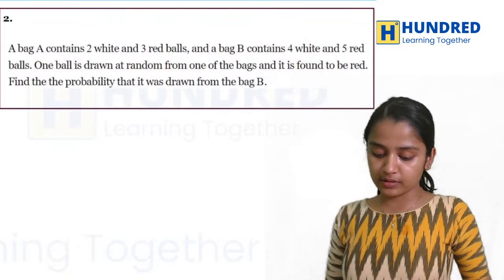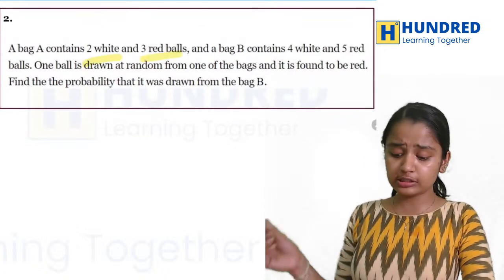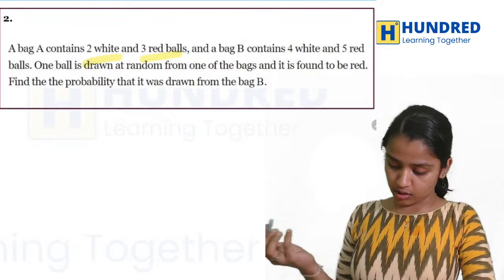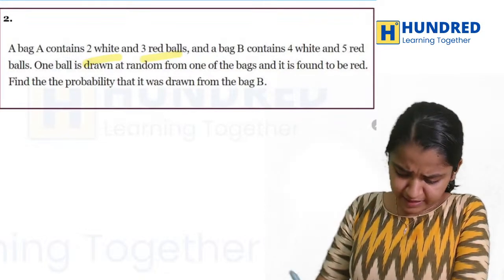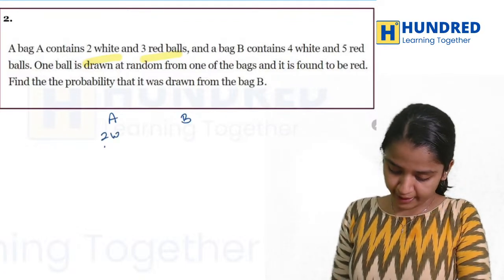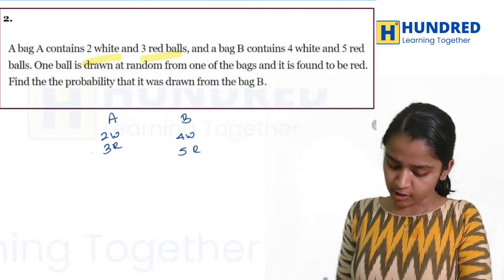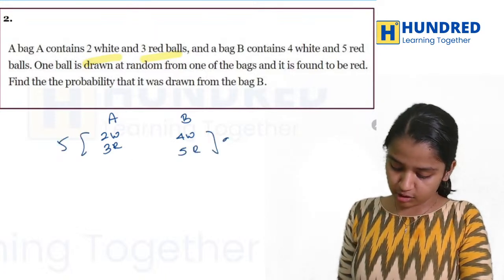So the next one: you have two white balls and three red balls in bag A. Let's say there are two bags in total, bag A and bag B. Bag A has 2 white and 3 red, bag B has 4 white and 5 red. So the total here is 5, and the total here is 9.